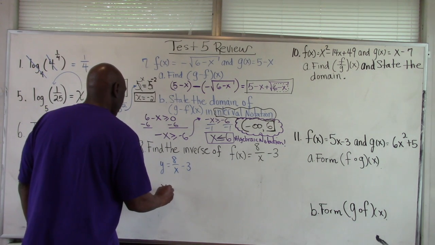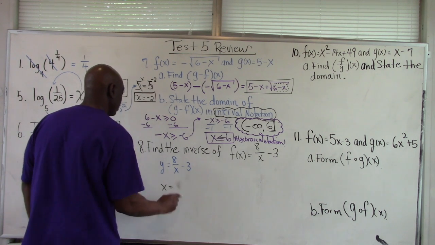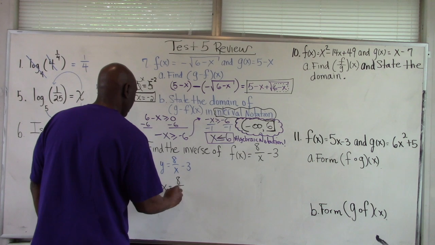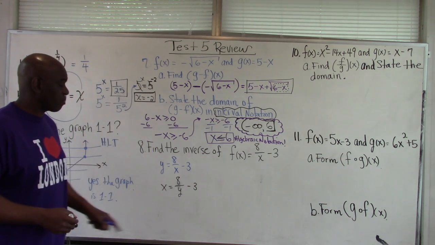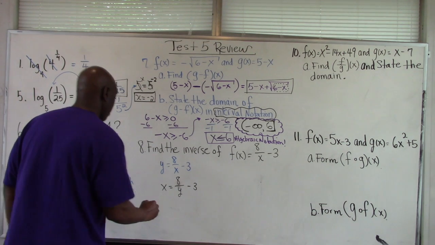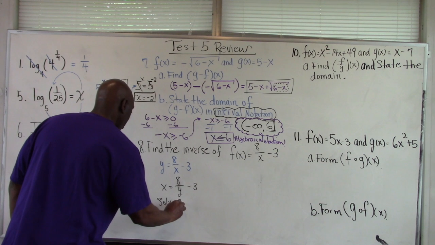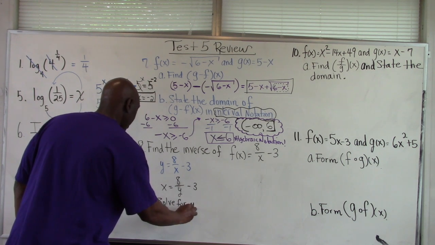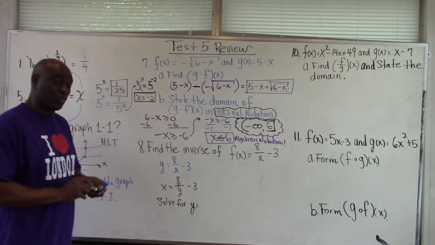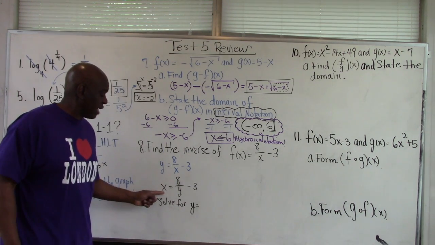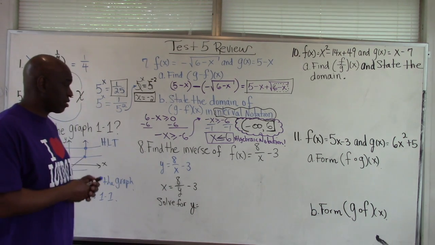So we're going to have x equal, no, x equals 8 divided by y minus 3. Good. Now solve for y. That's the big step right there. Solve for y. In other words, y equals what? Because right now you have x equals. That's not what we want. We want to know what y equals. So let's solve that for y.